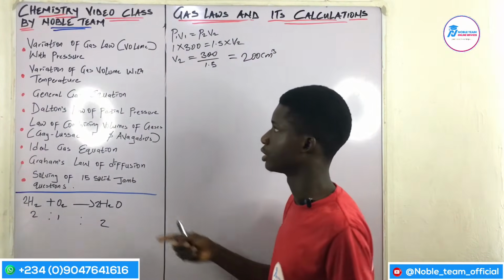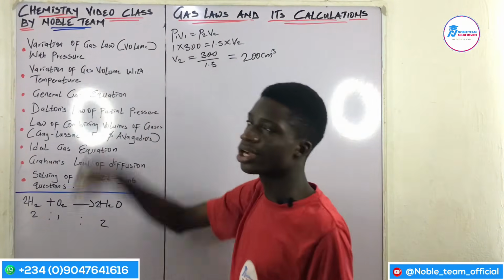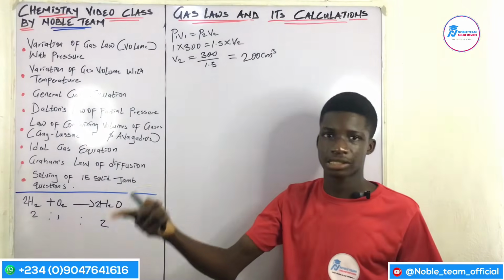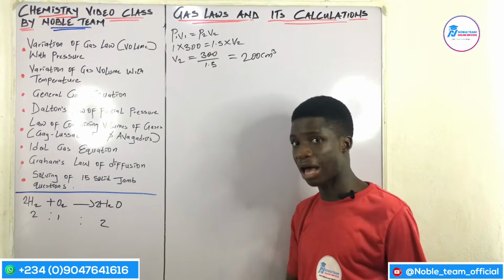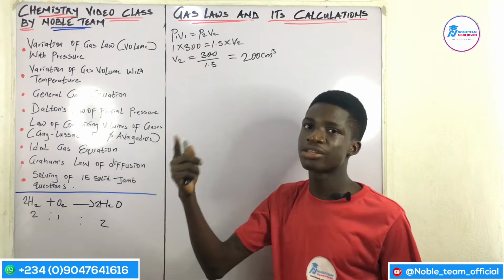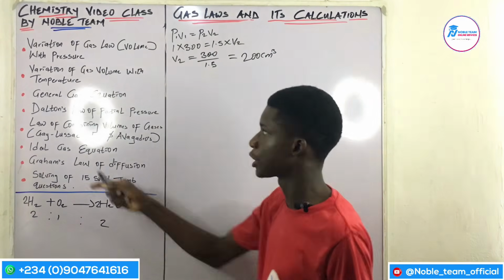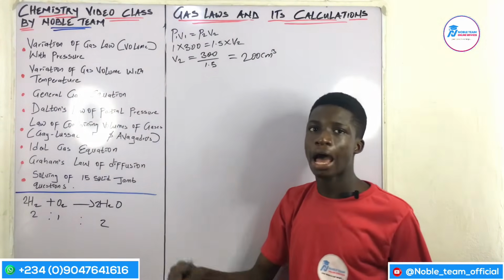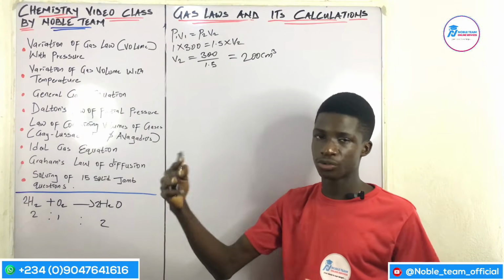I want us to take note of this, that once there is an increase in pressure, there is a decrease in volume, and vice versa: an increase in volume leads to a decrease in pressure. But in Charles law, they are both increasing. Volume increases, pressure increases.